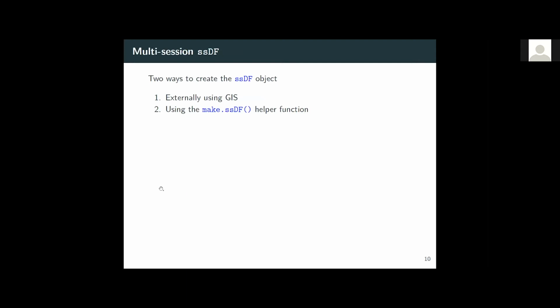So then we also want to create that. The second step in our workflow was to create the state space object. So yesterday I spoke about 2 ways of creating this state space object. First was doing it externally or manually, where I was just basically making a data frame and giving it a class. I'm not going to talk about that way because I prefer to use the functions available within the package. I'm going to use the make SSDF helper function here to create a multi-session state space object.